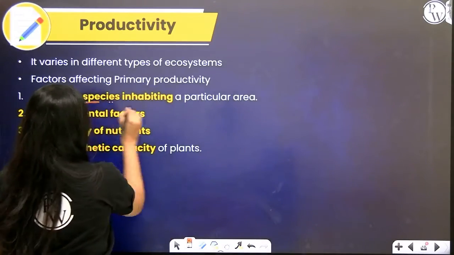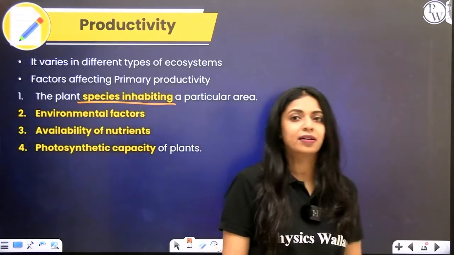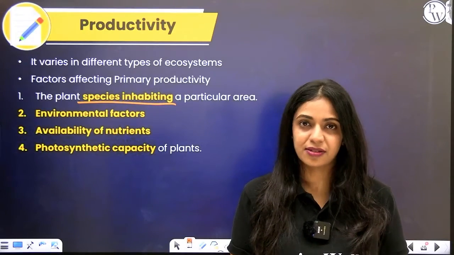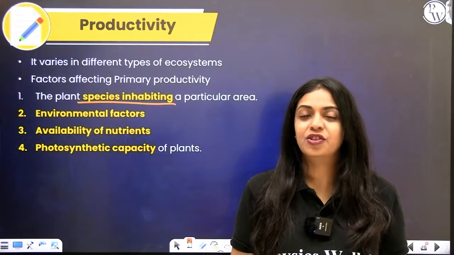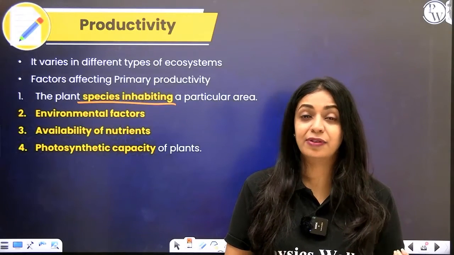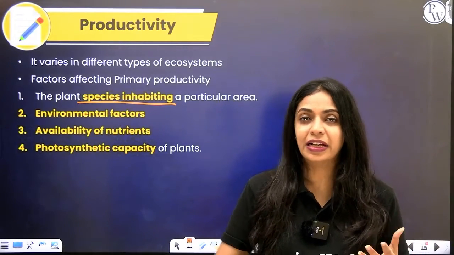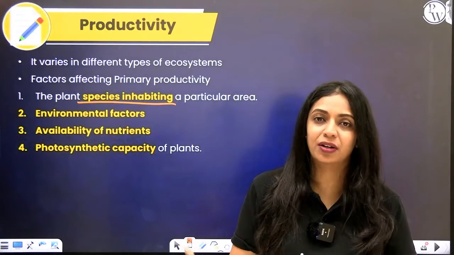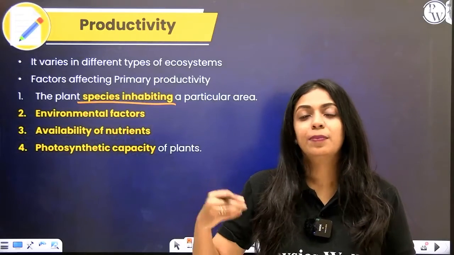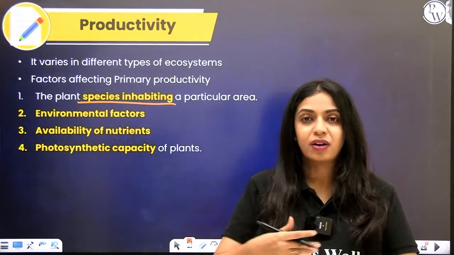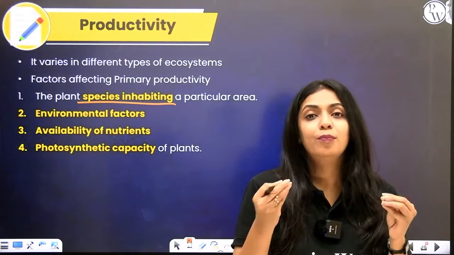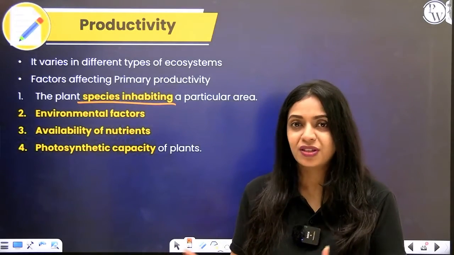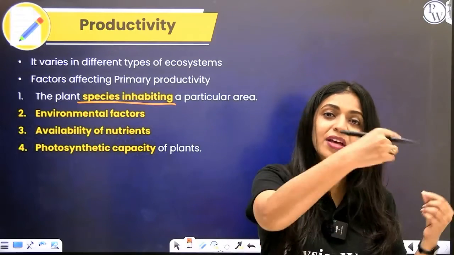Firstly, the plant species that are inhabiting that area. Some plants have more photosynthetic capacity than the others. You have learned in the chapter photosynthesis in 11th grade that C4 plants have more productivity compared to C3 plants. Also, plants with more number of leaves are more productive compared to plants with fewer leaves. Plants with wider or broader leaves perform more photosynthesis. They have more photosynthetic capacity compared to plants that have narrower leaves.